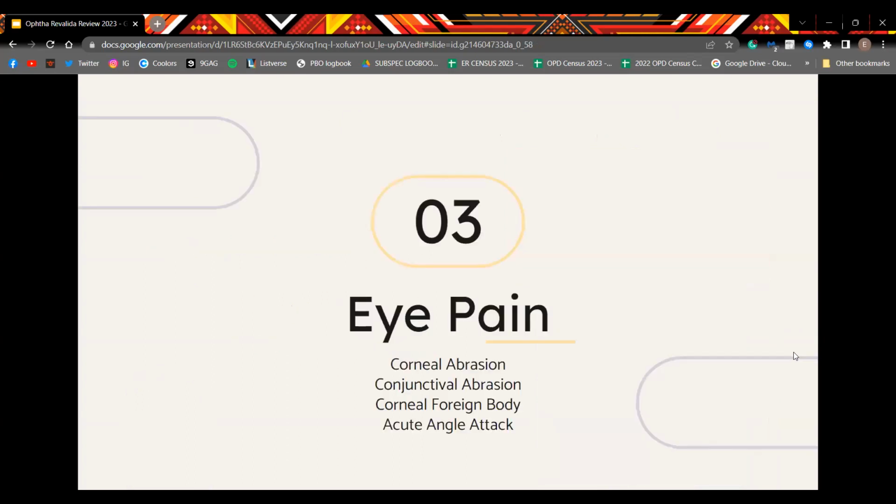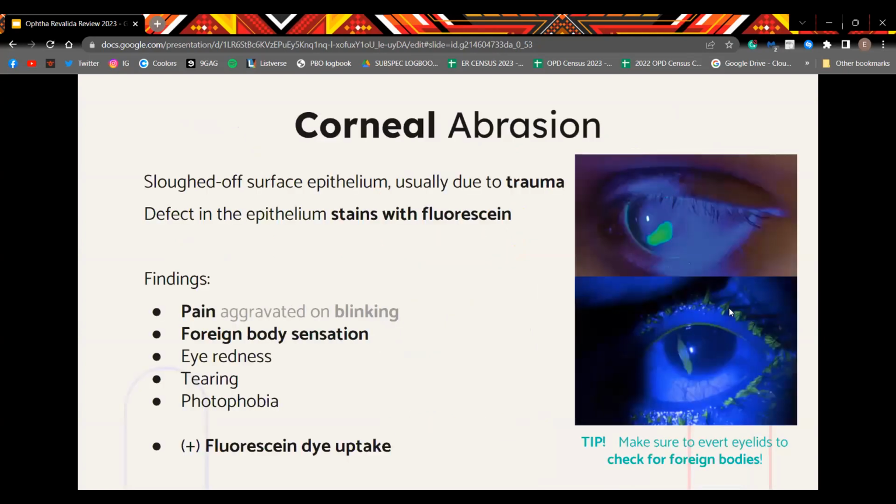Okay, so next would be eye pain naman. Ang differentials natin, first would be corneal abrasion. This is fairly straightforward. Corneal abrasion is loss of surface epithelium, usually due to trauma. So nakalmot, may tumama sa mata, nasundot, yun. So yung defect in the epithelium stains with fluorescein.